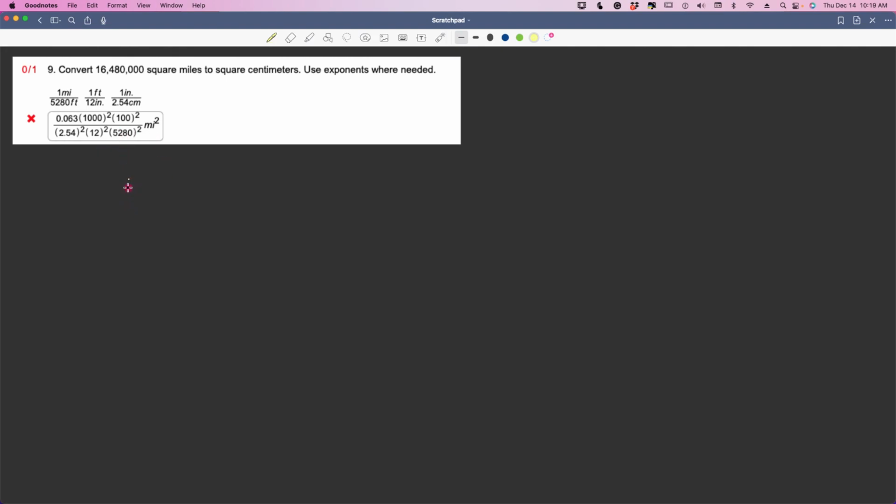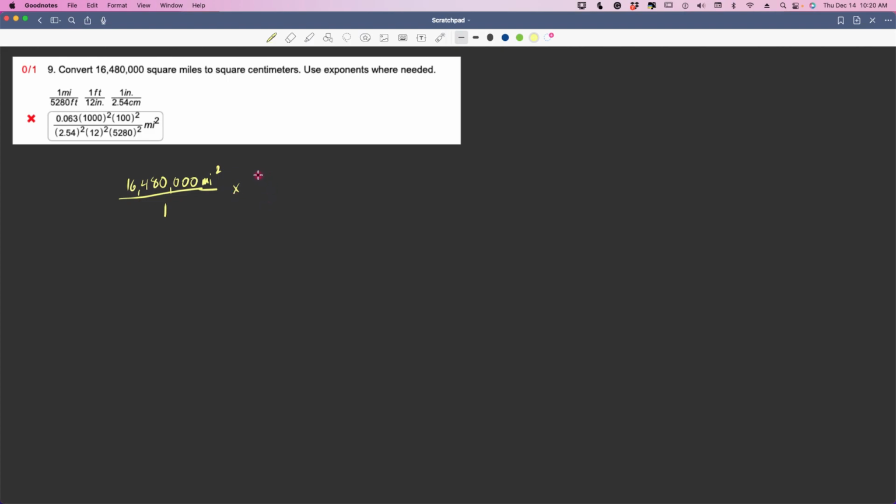So 16,480 over 1. This is miles, because it's squared, right? We're going to go to square centimeters. So first we've got to go from miles to feet. So actually, let's rewrite this. Let's do miles squared, just so we don't have to take up all the room.